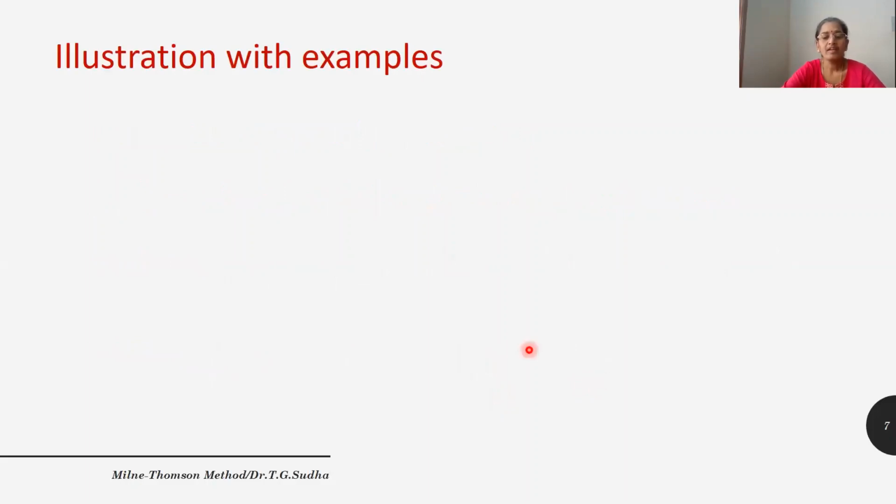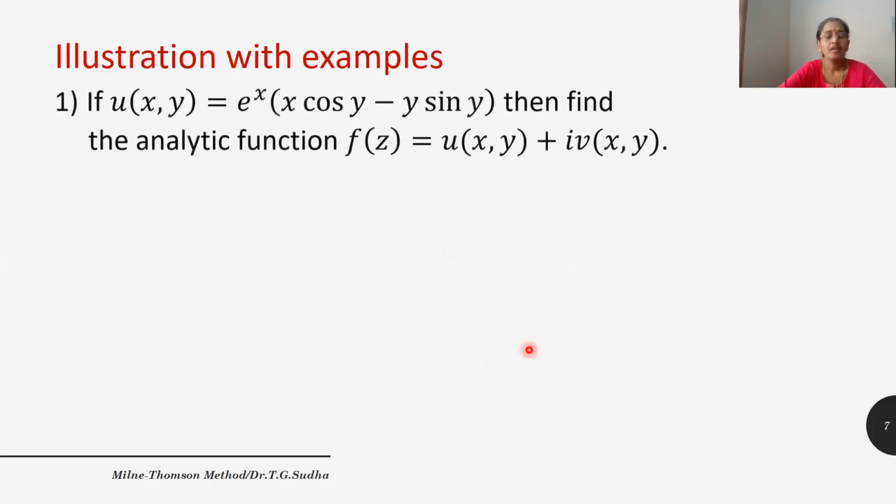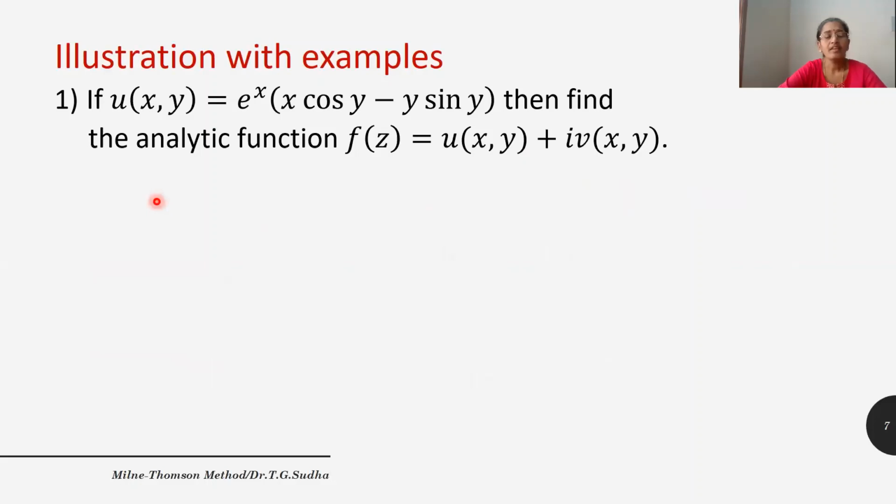Now let us illustrate with examples. To begin with, let us take an example wherein the real part is given. So u of x comma y is equal to e power x into (x cos y minus y sin y). Then we need to find the analytic function f of z is equal to u plus i into v.